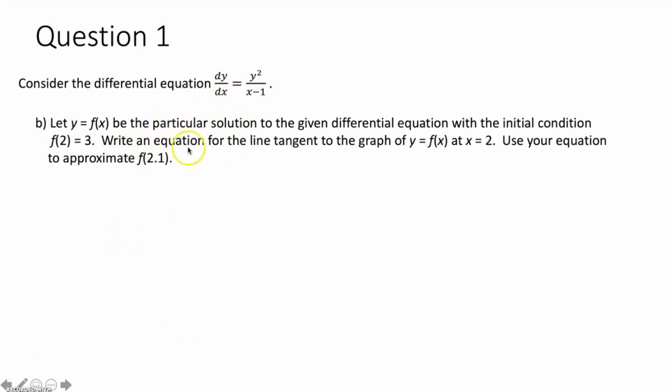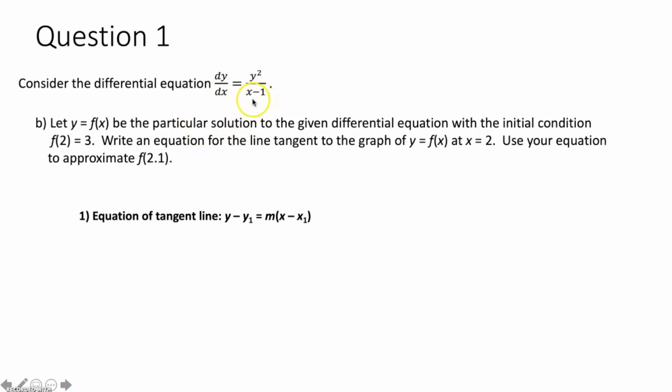It says write an equation for the line tangent to the graph of y equals f of x at x equals 2. So you're writing the equation for the line that's tangent to your particular solution. So in order to write the equation of a line, all you need would be a point and a slope to plug it into point-slope form. So is there a slope that we are given? Well, yeah, aren't we given the differential equation? Isn't that what this tells you? The slope of your particular solution at any given point?